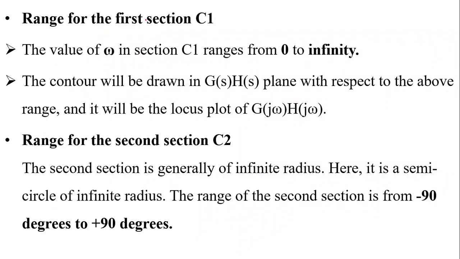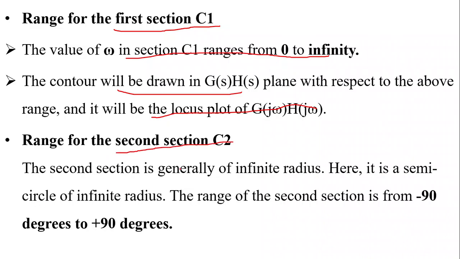Range for the sections: our first section is C1. The value of omega in section C1 ranges from 0 to infinity. After that, the contour will be drawn in the G(s)H(s) plane with respect to the above range, and it will be the locus plot of G(j omega)H(j omega).